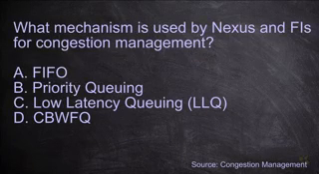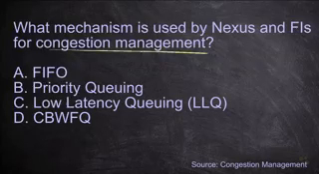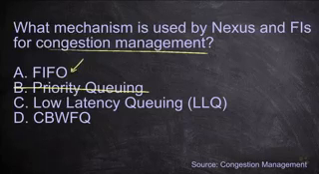Next up, what mechanism is used by Nexus and fabric interconnects for congestion management? This congestion management is really talking about what type of queuing we're using. So FIFO is technically a congestion management technique. It's not a great one. And as for the rest of these are real congestion management techniques. However, priority queuing is a legacy one. We don't use that a whole lot anymore.